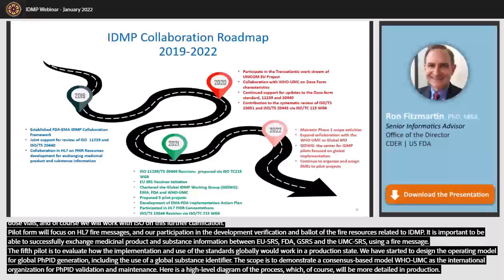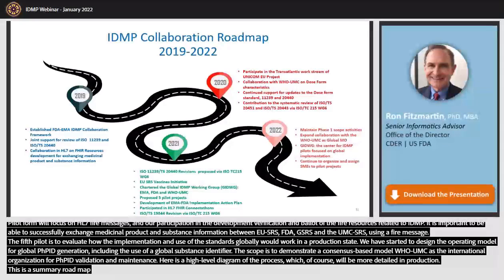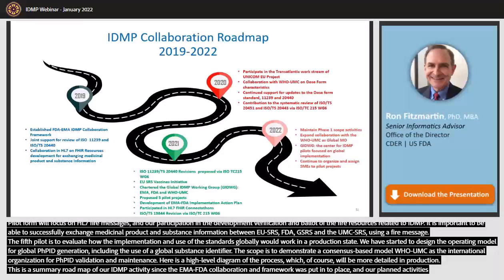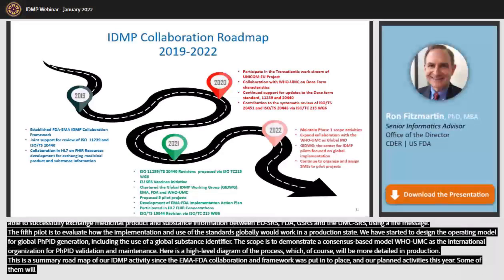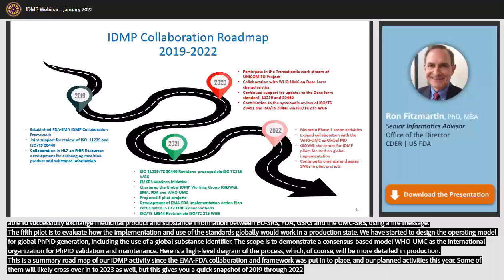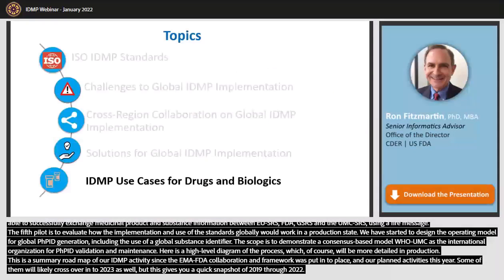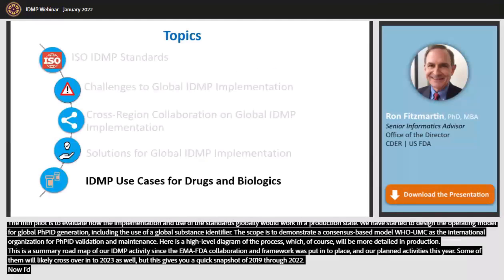This is a summary roadmap of our IDMP activities since the EMA-FDA collaboration framework was put into place, and our planned activities this year. Some of them will likely cross over into 2023 as well. But this gives you a quick snapshot of 2019 through 2022. Now I would like to pass the baton to Vada, who will present on IDMP use cases for drugs and biologics.